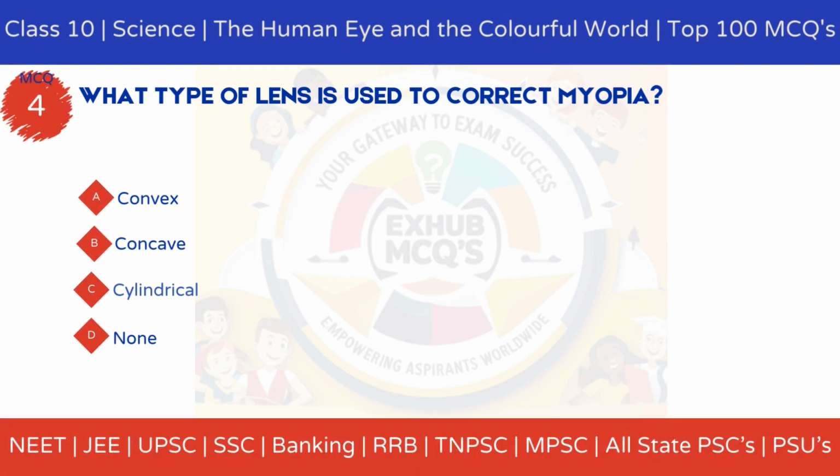MCQ 4. What type of lens is used to correct myopia? Option A, convex. Option B, concave. Option C, cylindrical. Option D, none.